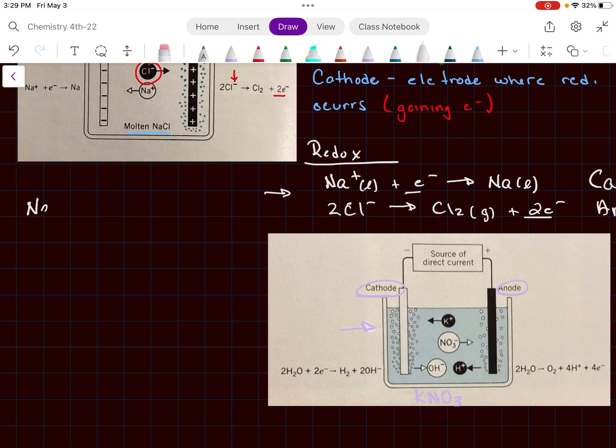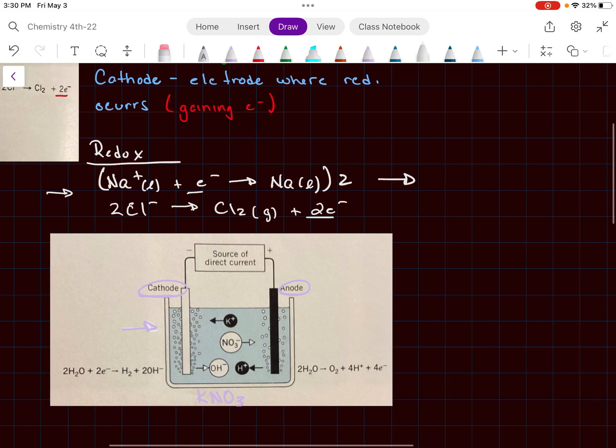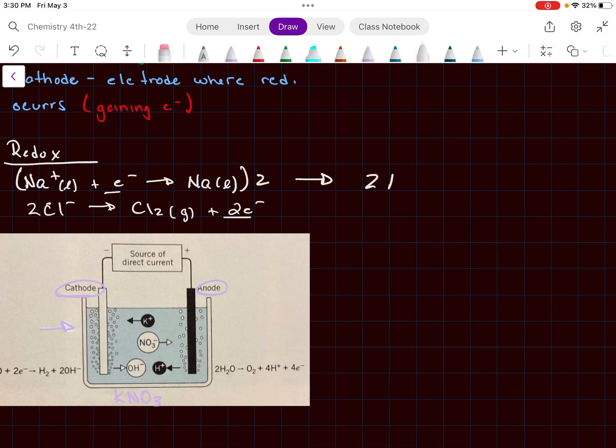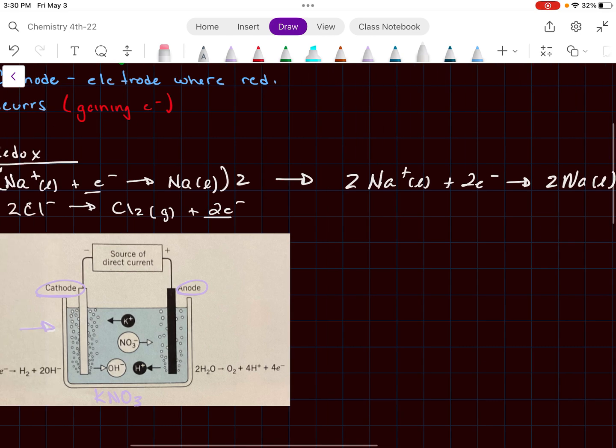So if I have Na plus, well, you know what I can do? I can just do it over here. So what I'm going to do is balance these, right? Because this one has to be balanced, I'm going to go ahead and multiply everything in this one by 2, to get those electrons to equal. So if I bring it over here, it's going to be 2 Na plus, 2 electrons to produce 2 Na. Okay. And then these are already set up in this way.